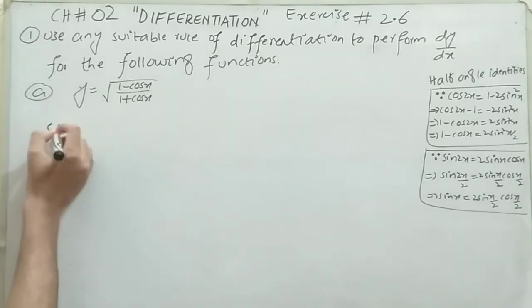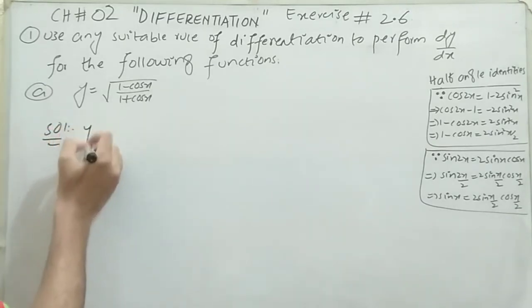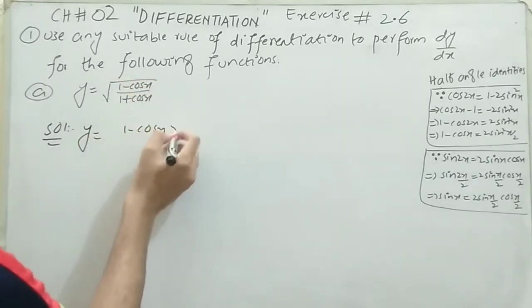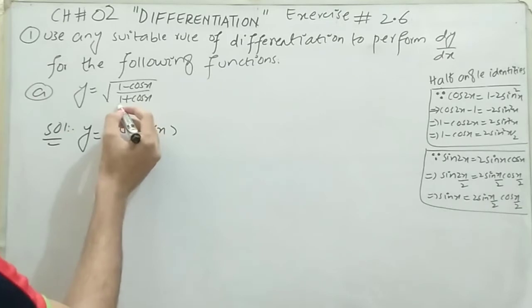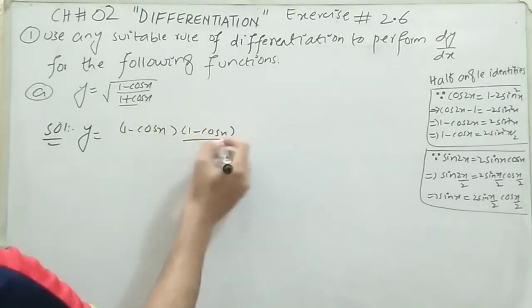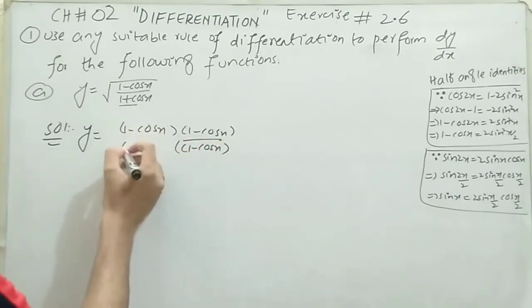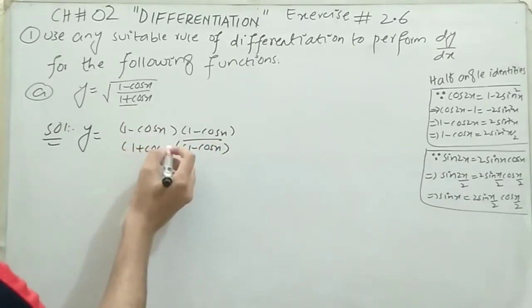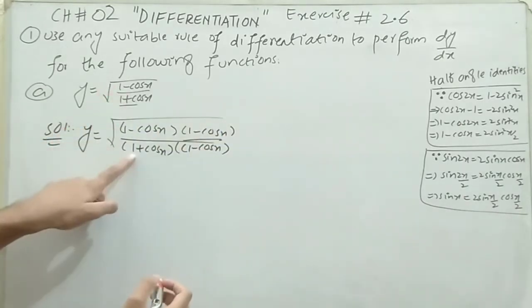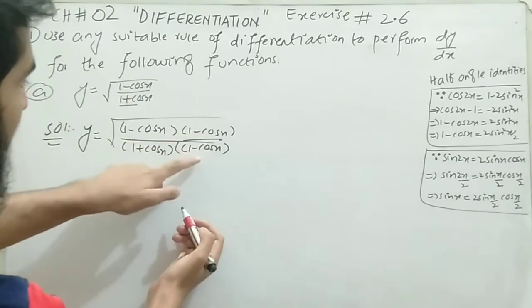First, moving towards the solution, I am going to rationalize the given function inside the radicand. Here the conjugate of 1 plus cos x is 1 minus cos x. So we multiply and divide by 1 minus cos x. So it becomes 1 minus cos x and 1 minus cos x, and here we have 1 plus cos x. So it becomes under root of (1 minus cos x) divided by (1 plus cos x), and its conjugate is 1 minus cos x and 1 minus cos x.